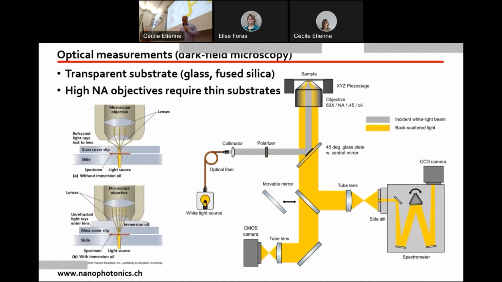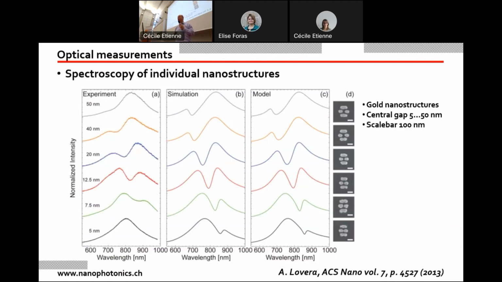Working with high numerical aperture objectives has a price, however. These objectives are fabricated or designed such that they work only on very thin glass substrate, typically 150 micron. So it means that all the nanotechnology you do, you have to do on very, very thin substrate. And furthermore, you have to do it with glass, because you want to have something transparent. And this is very painful.